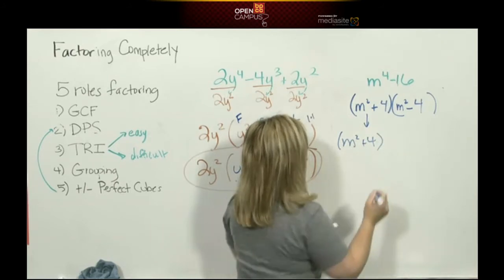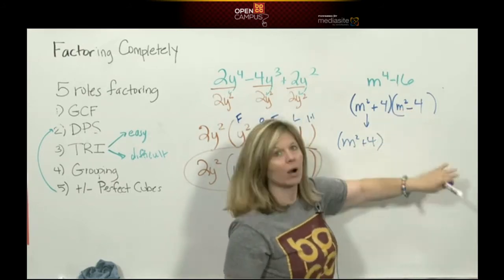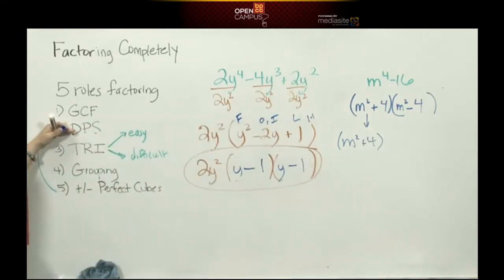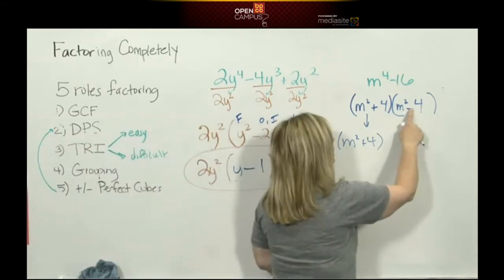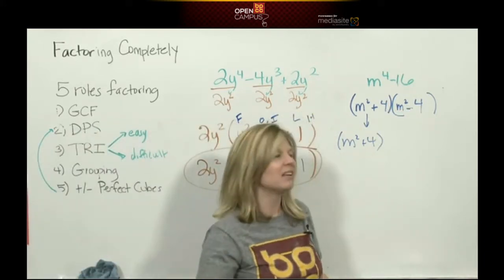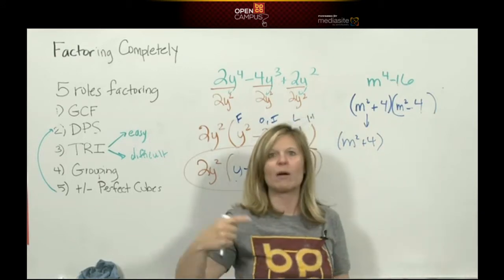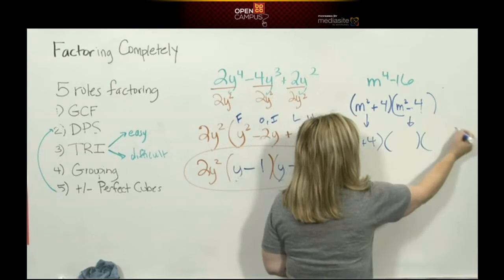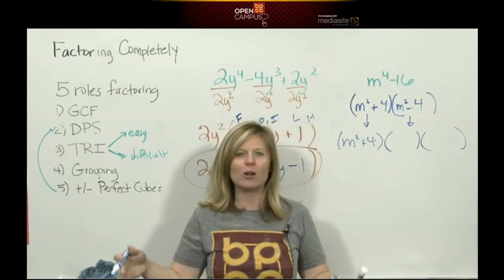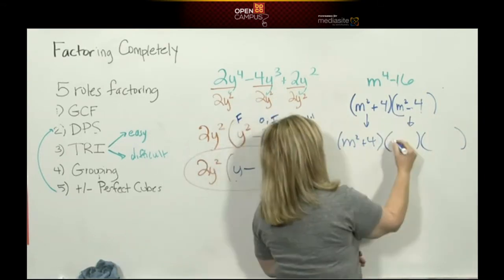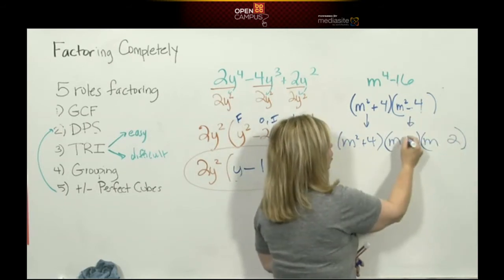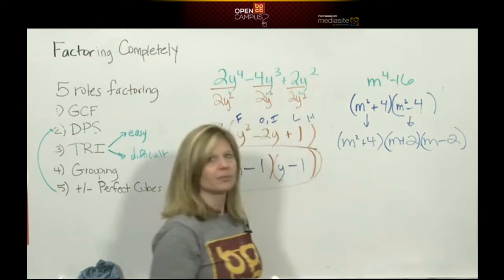Our next expression, m squared minus 4. Again, there are two terms in here. So I'm either looking at difference of perfect squares or sum or difference of perfect cubes. It's got a difference. M squared is a perfect square. It has an even exponent. 4 is a perfect square. It's a number times itself. So a difference of perfect squares factors into two parentheses. It factors into two binomials that are conjugates. M squared is m times m. 4 is 2 times 2. One gets a plus, one gets a minus.